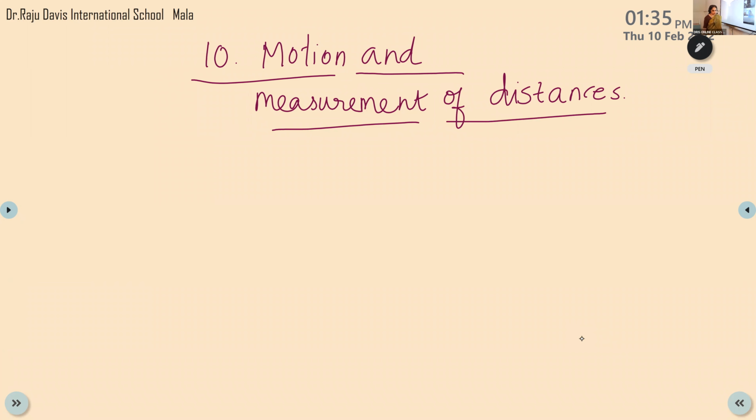So next, we can discuss circular motion. Motion in a circular path. When an object moves along a circular path.